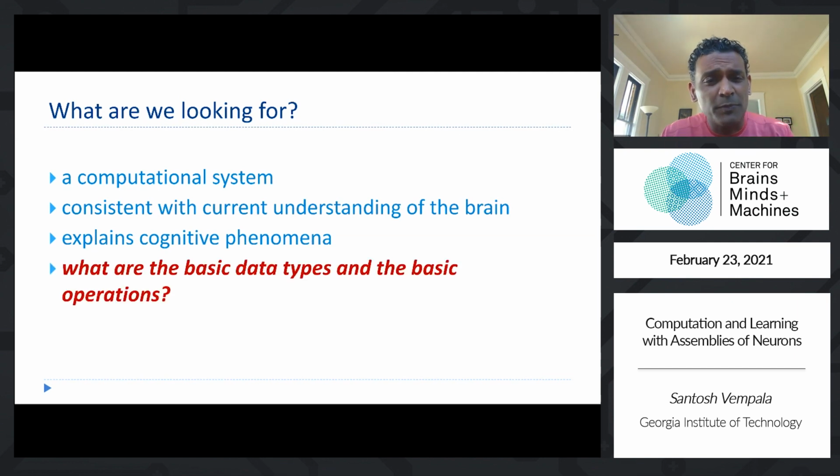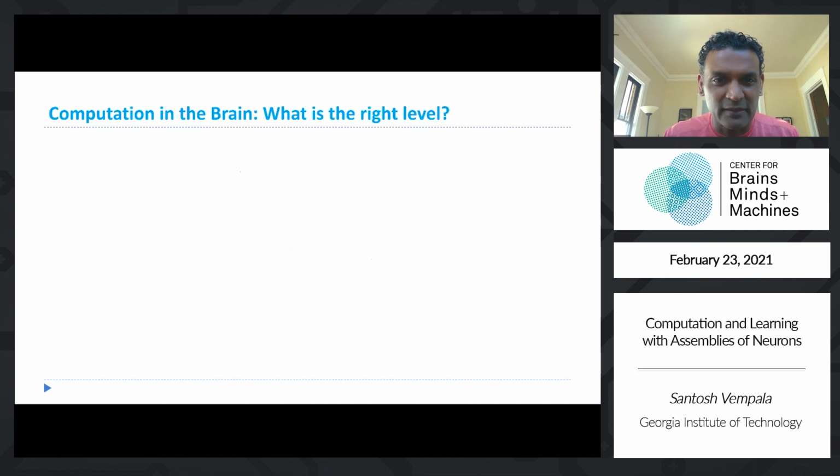So more precisely, what would such a system consist of? What would its data types be, and what would its operations be? I mean, if we're talking about a computational system, we must have data types and operations at some level.